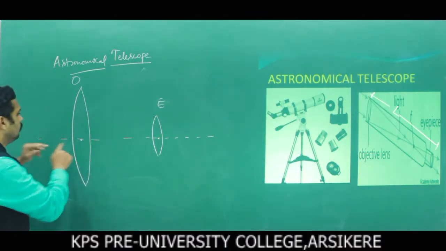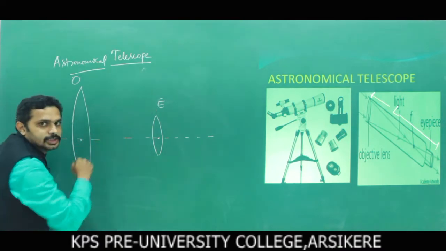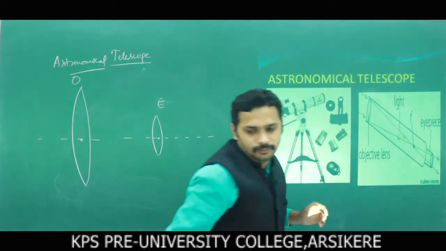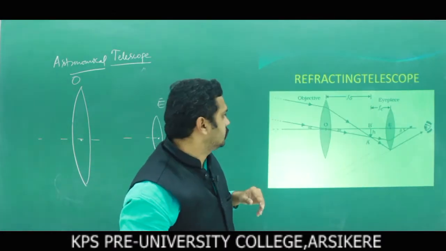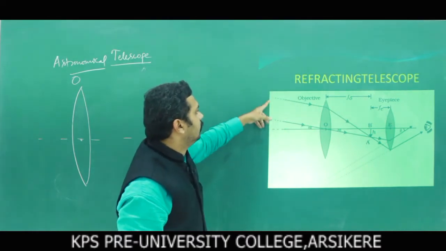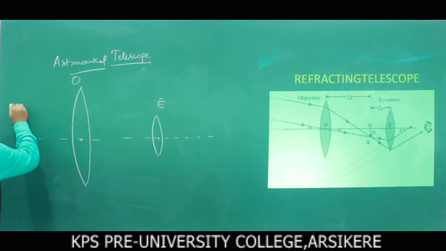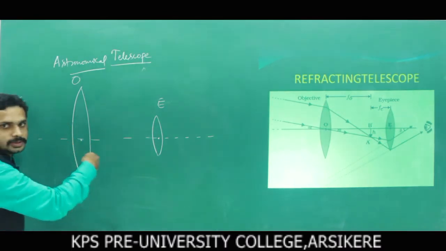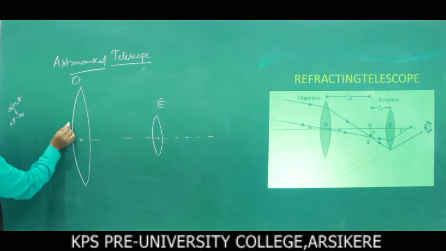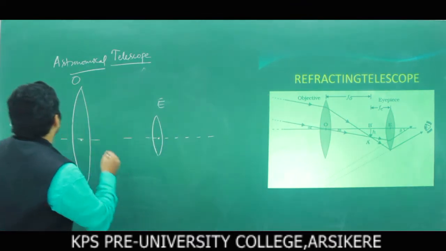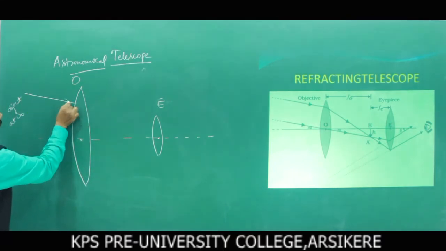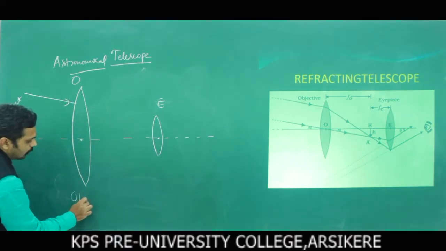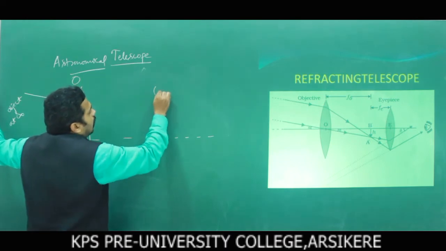Look here. This is the objective lens, this is the eyepiece lens. Now we know that we are seeing far away objects. The object is at infinity, or at the far point. The object is very far away. Now assume yourself. From the object, the light rays fall on this lens, so we call it the objective lens. And this is the eyepiece lens.